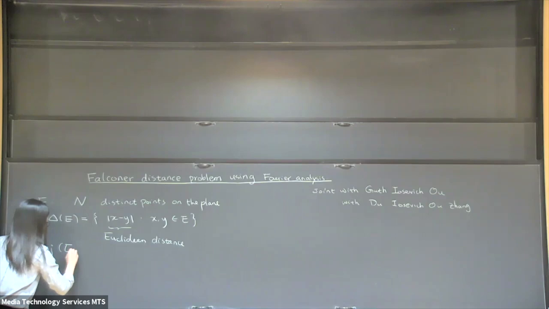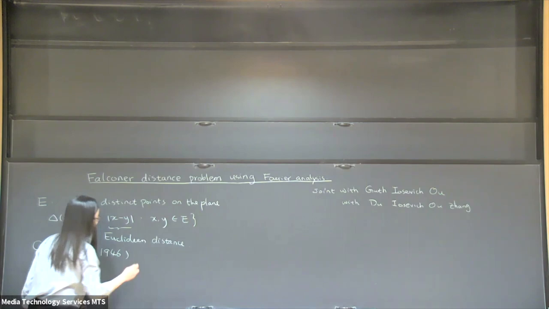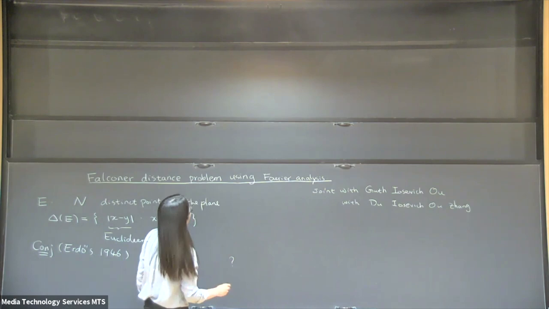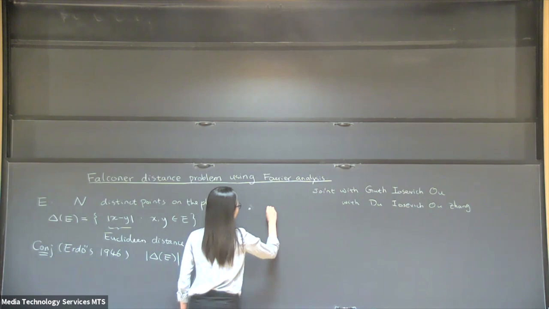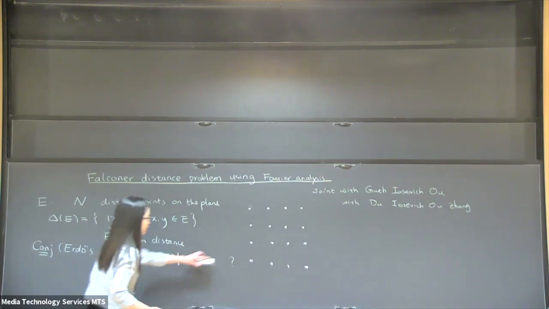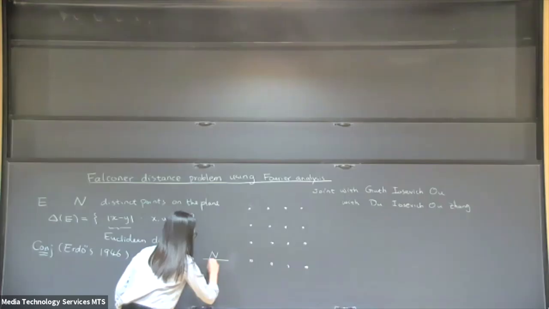And then the question that Erdős asked is, what can we say about the number of distinct distances? So he asked the question based on this lattice example. So we have the square root of n by square root of n lattice. For this particular example, one can calculate that the number of distinct distances is roughly n divided by (log n)^(1/2).